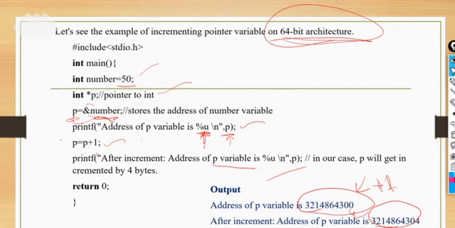So we no need to write +4 here, it will be wrong. You have to write +1 only, and it will update by 4 byte space by default, because by default pointer size for 64-bit is 4 byte. Okay, so that was all about the example of the increment operator.